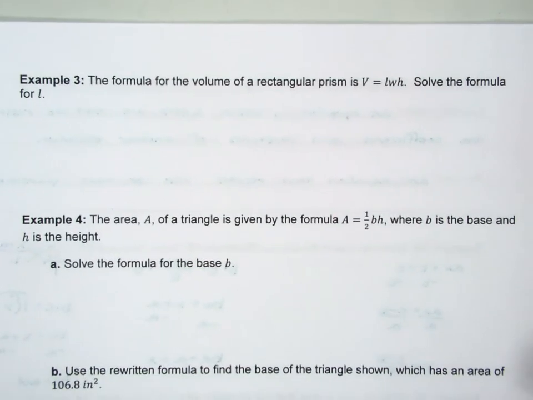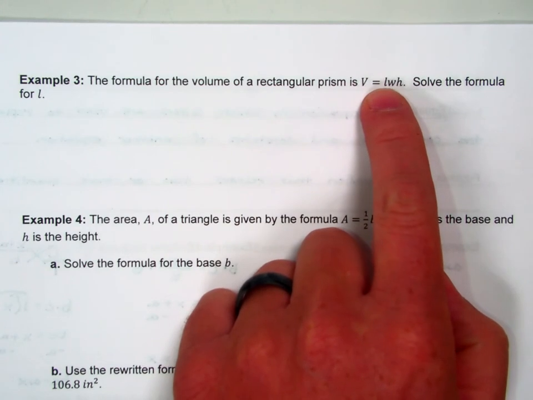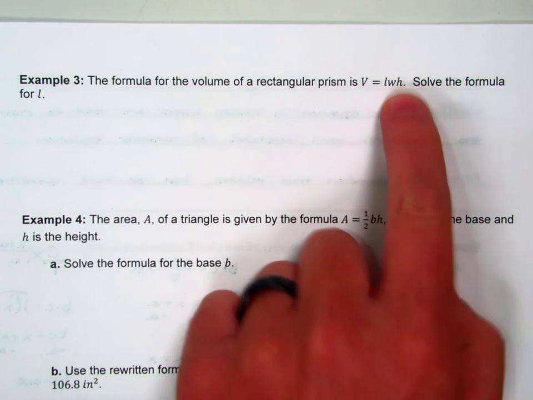So in problem number 3, the formula for the volume of a rectangular prism is V equals L times W times H. Solve the formula for L. Remember that a formula is an equation that relates two or more quantities with one another. In this particular problem, we're relating four quantities: the volume, the length, the width, and the height.